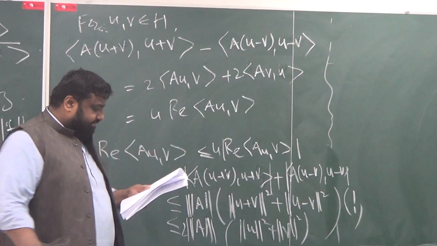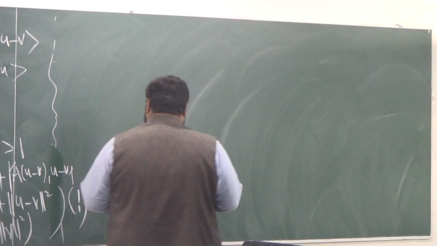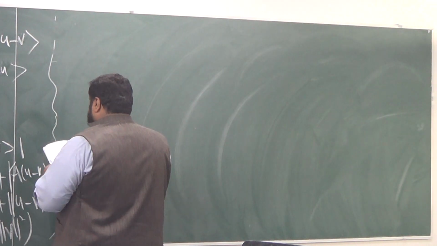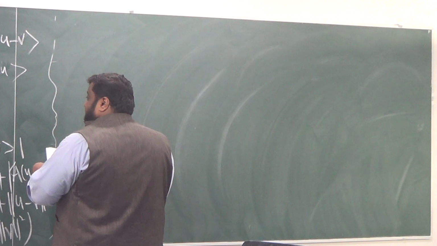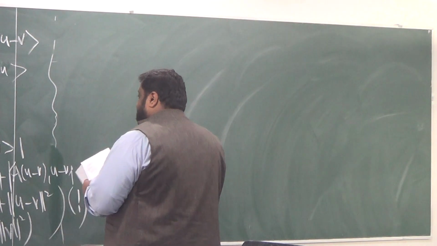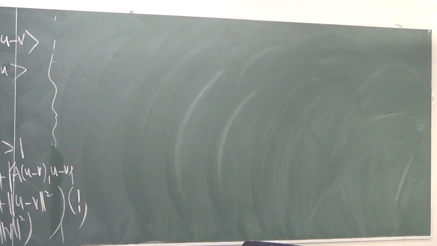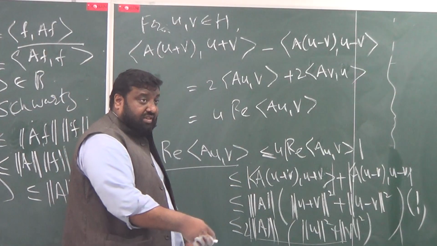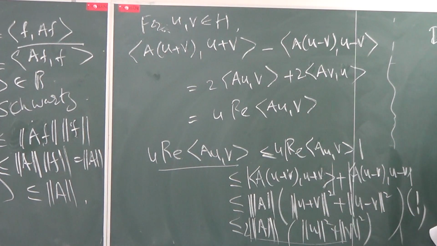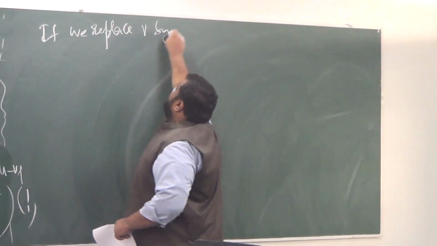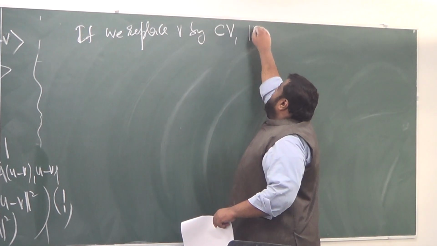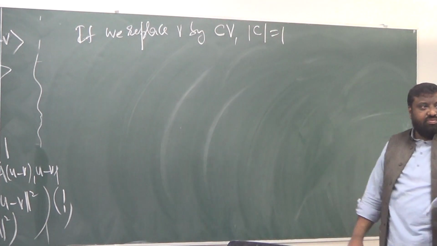Get this in the end. That is that if we replace in this inequality, the last inequality that we have got, the last inequality, this one. So if we replace V by CV, okay, but C is some constant, a complex number, but its absolute value is 1 actually, its magnitude is 1, okay.